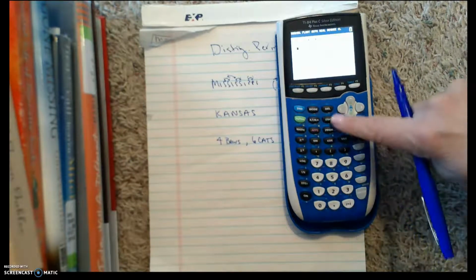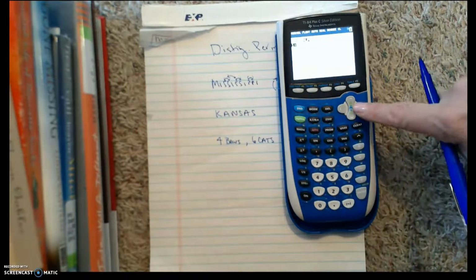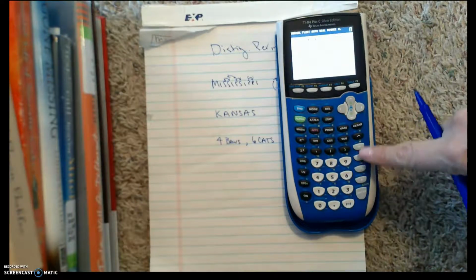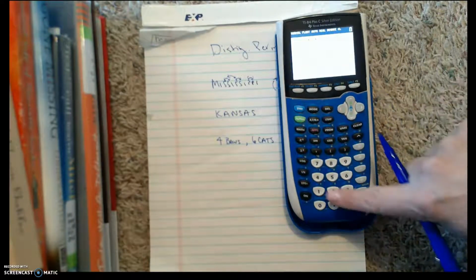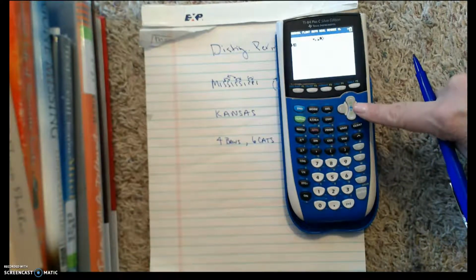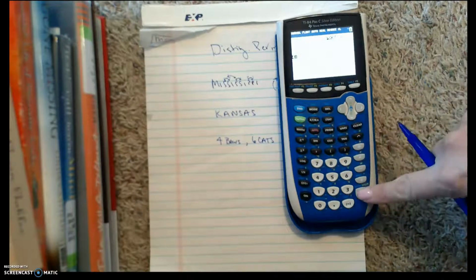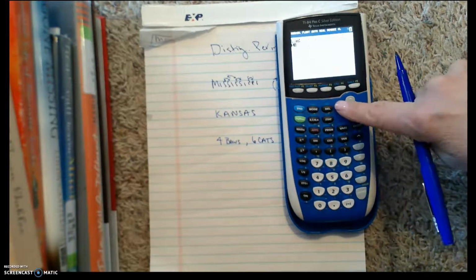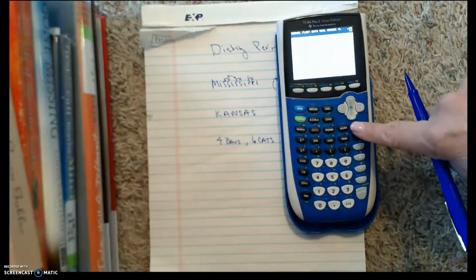If not, I go to 11, go to math, probability, get the factorial key, divide by, and then do parentheses, and then I go ahead and do 4, math, probability, times 4, math, and I can go backwards to get there too.